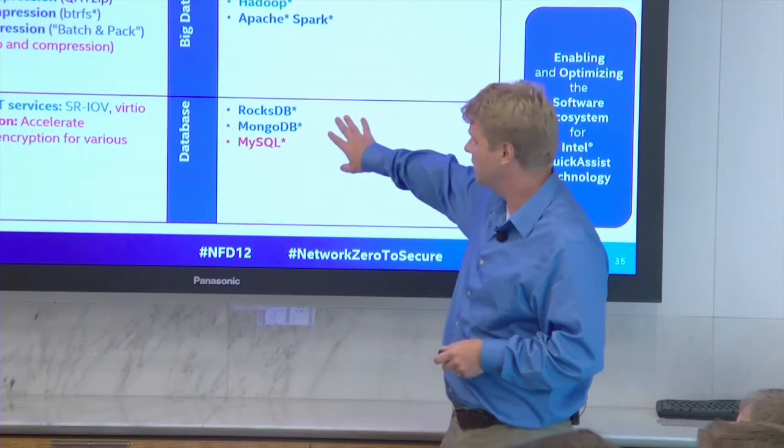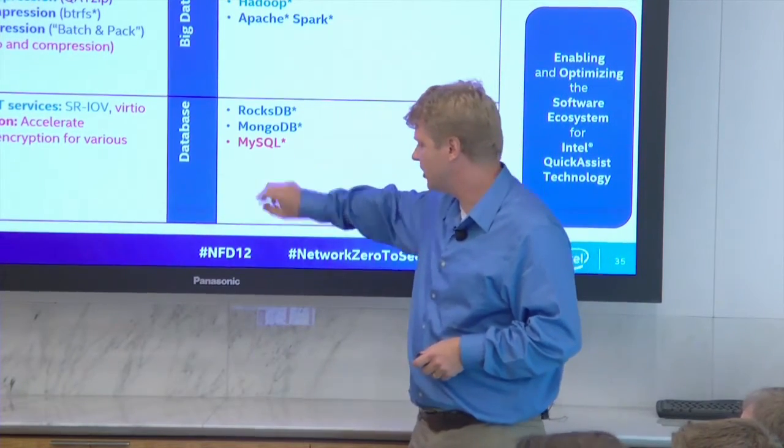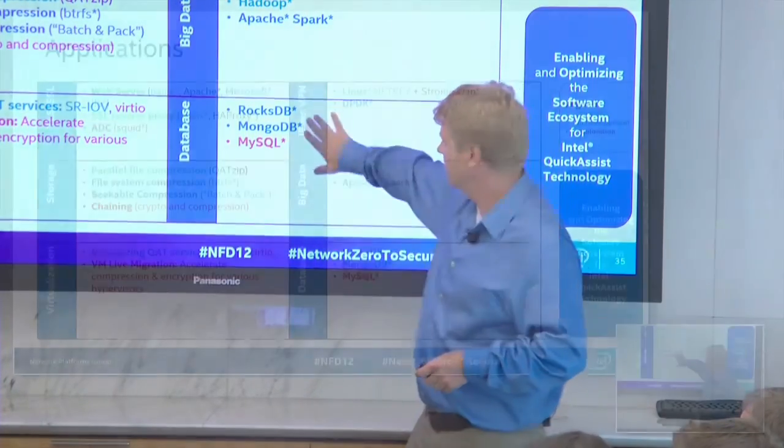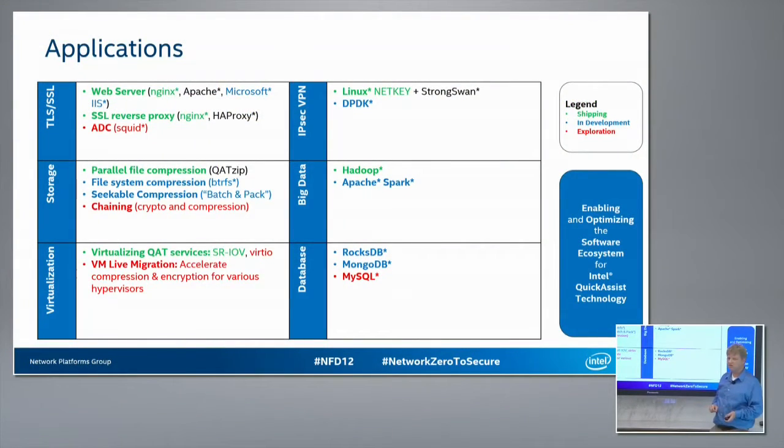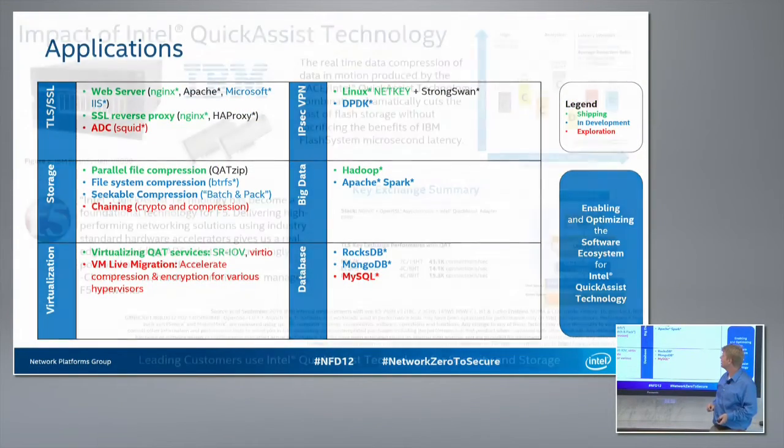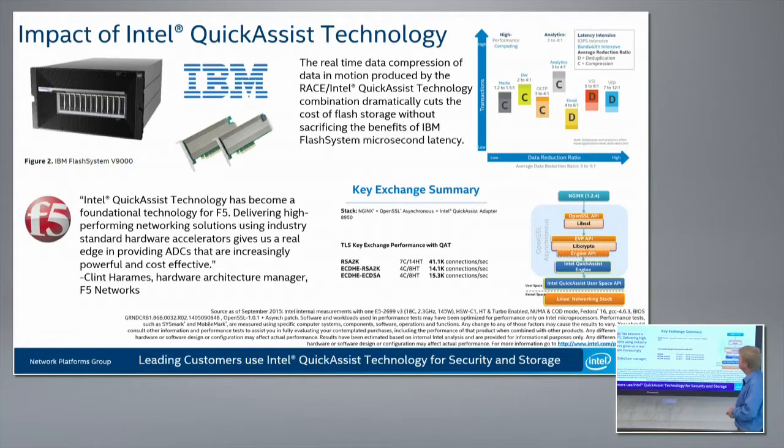And then we're also doing similar work on RocksDB and MongoDB, and a small bit of investigation we've done on MySQL, but these are the two more mature ones that we're looking at today. So from an actual product standpoint, if we look at the compression side, these are just some quotes and products that are in the market with respect to Quick Assist today.